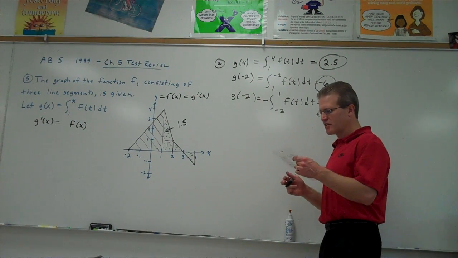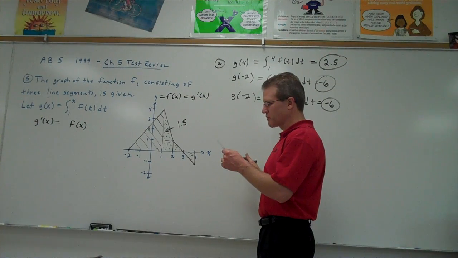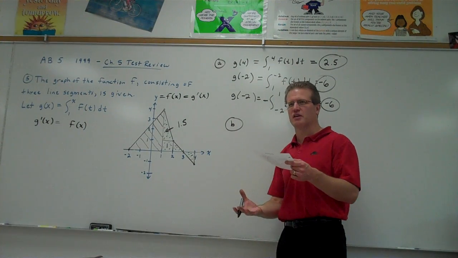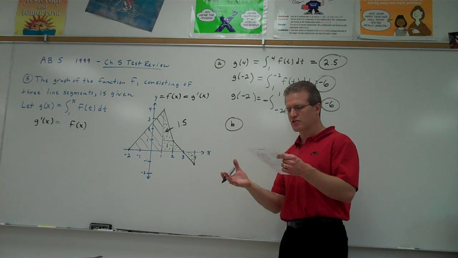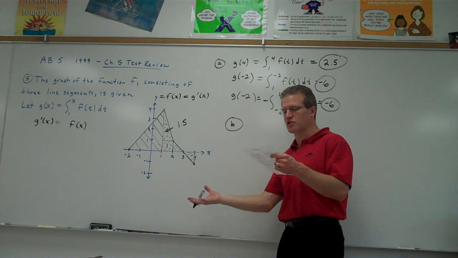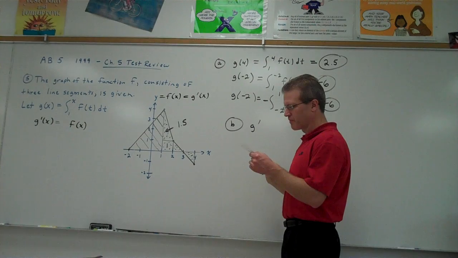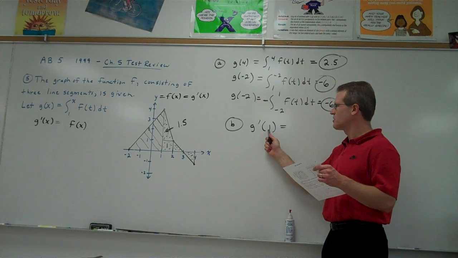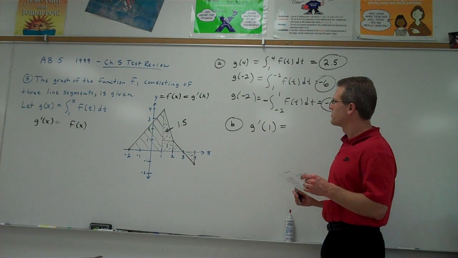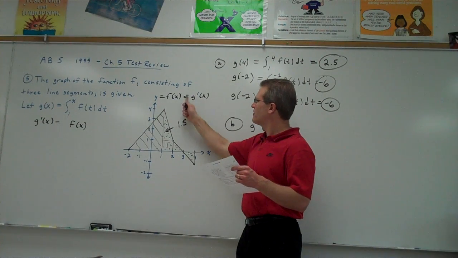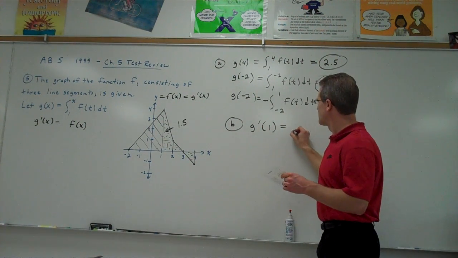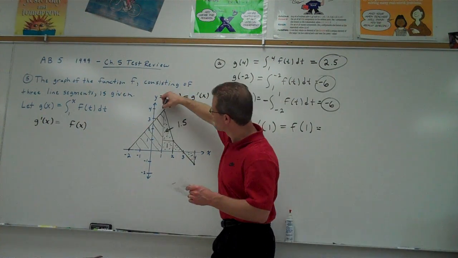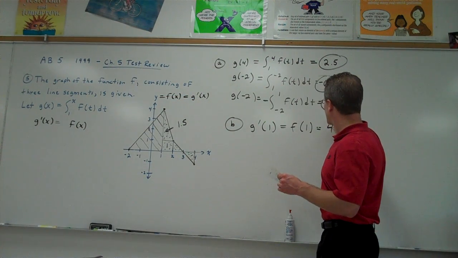Part B, find the instantaneous rate of change of g with respect to x at x equals 1. When they say instantaneous rate of change of g, what are they really saying? The derivative, yes. Instantaneous rate of change is an expression for the derivative of g. So we're trying to find g prime at x equals 1. How fast is g changing at x equals 1? That would be the same as f of 1, right? g prime and f are equal. So g prime of 1 would be the same as f of 1. What is f of 1 equal? 4.